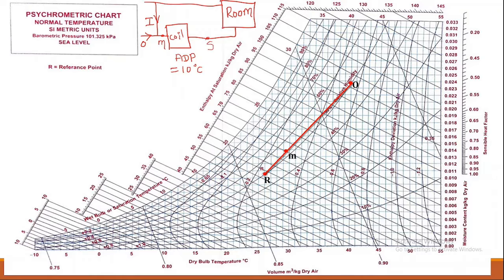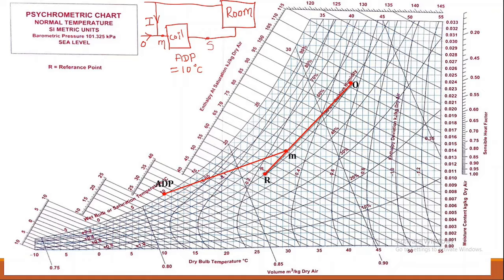So the point that we plot on the psychrometric chart corresponding to 10 degrees Celsius is this one. That is called the apparatus dew point temperature. Now the condition of the air, that is the S condition, outside the coil will be on the line joining this ADP point and M point, and exactly where it lies depends on the bypass factor of the coil.